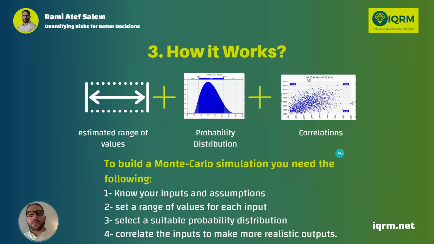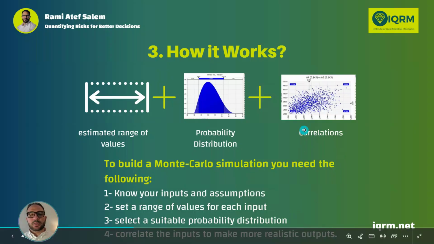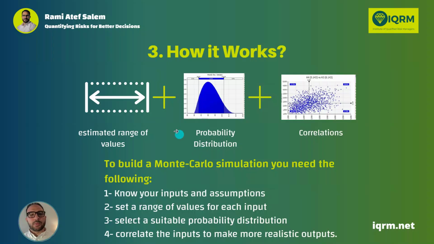So how does it work? It simply starts with a step where you have to estimate the range of values for each risk. For example, saying this risk has an estimated impact from 10 days to 30 days, and also providing the probability of this impact, meaning what's the probability of this impact to actually occur.